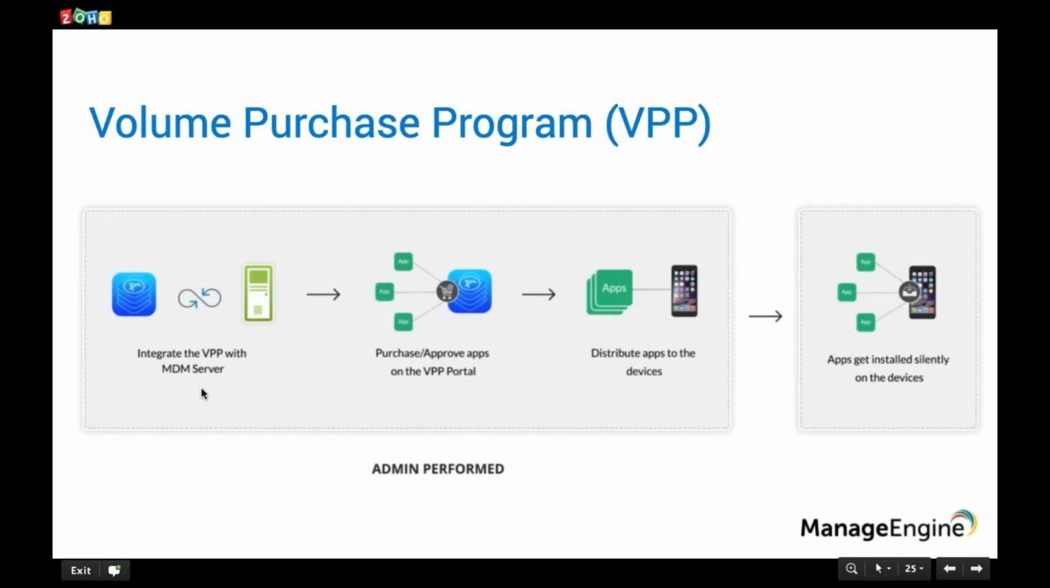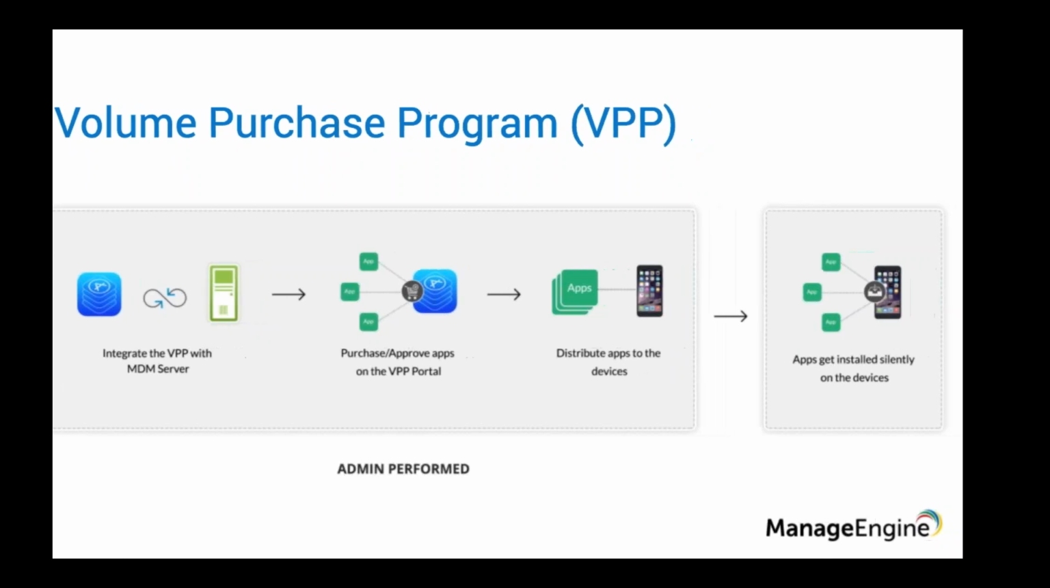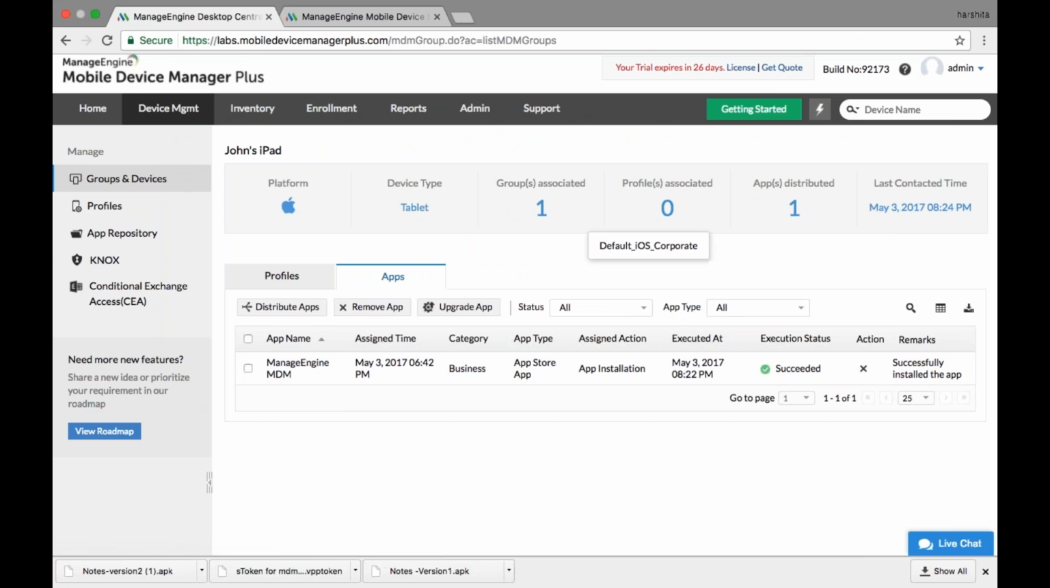So the first thing that you have to do is we need to integrate our VPP with the MDM server. The next step is to purchase or approve apps from this particular portal. The next is to distribute the apps to the devices. Once these apps have been distributed, they get installed into the devices. So let me show you how we can perform these steps.